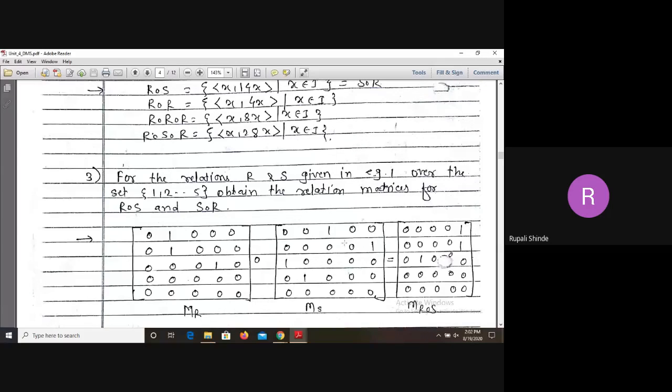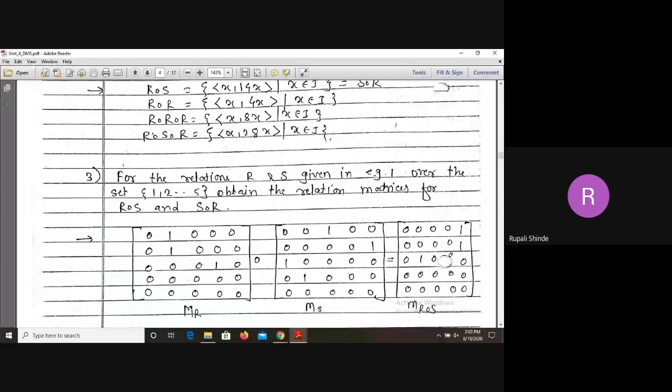So its value is 0. Then first row, fourth column 0, and first row, last column it is 1, because 0 into 0, 0, 1 into 1, 1. So 0 plus 1, you will get final value as 1.